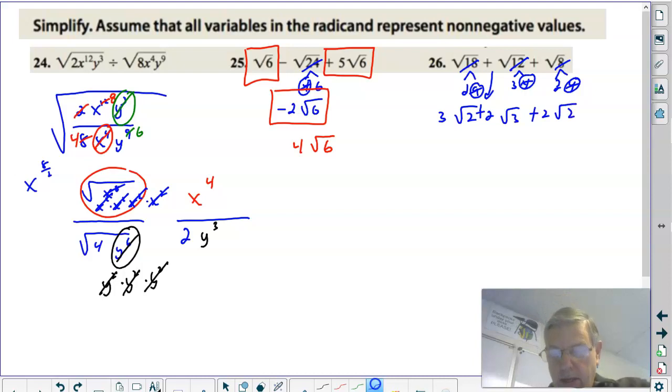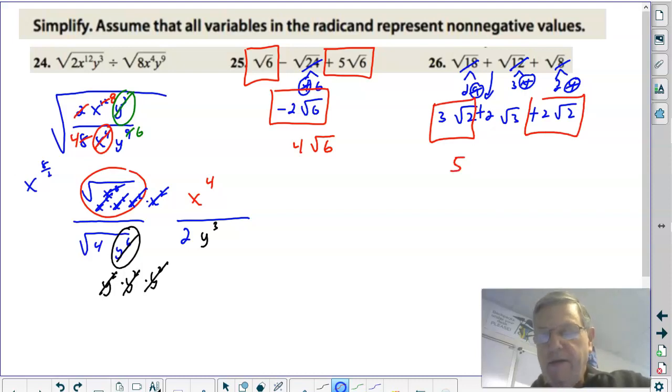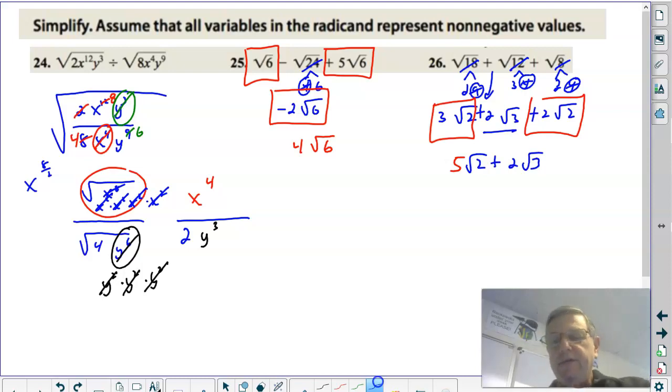Okay, now I can only add these. 3 of them and 2 of them is 5 of the whats? Of the square root of 2's. And then I still have this, plus 2 times square root of 3, and I can't add those. You can't add a square root of 2 and a square root of 3. They're not like terms. And so that's our final answer. And you can reverse the order. You can have 2 times the square root of 3 plus 5 times the square root of 2.